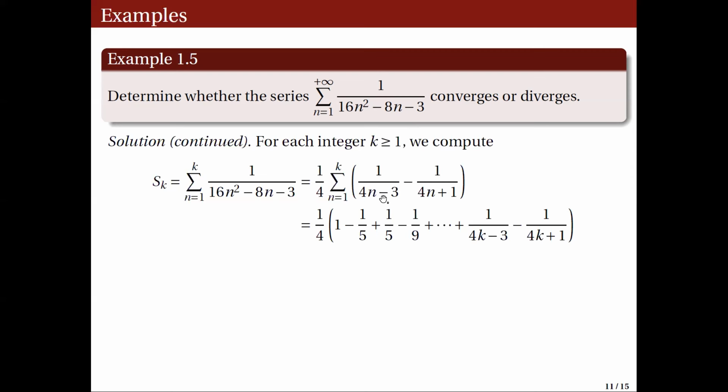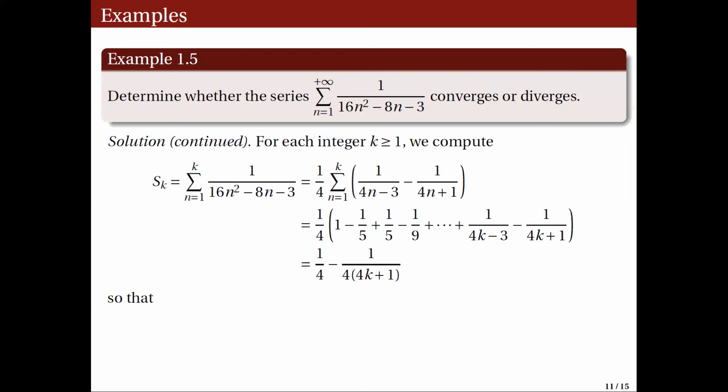So this means that we have obtained a telescoping sum wherein the only terms left are 1 and negative 1 over 4k plus 1. So in this case, S of k is equal to 1/4 times 1 minus 1 over 4k plus 1, which can be written as 1/4 minus 1 over 4 times 4k plus 1. And this is the closed form formula for the k-th partial sum S of k.